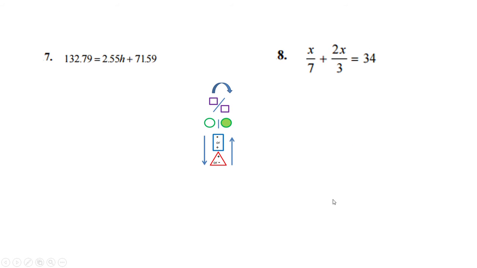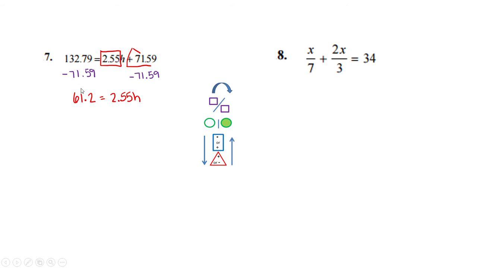All right. Next. These are my last guided practice questions. Then you're going to start your independent practice. On number 7, we're solving for h. So the number in front of h is 2.55. I have something else on that same side as h, which is plus 71.59. Then I want to move the triangle first by subtracting 71.59 on both sides.